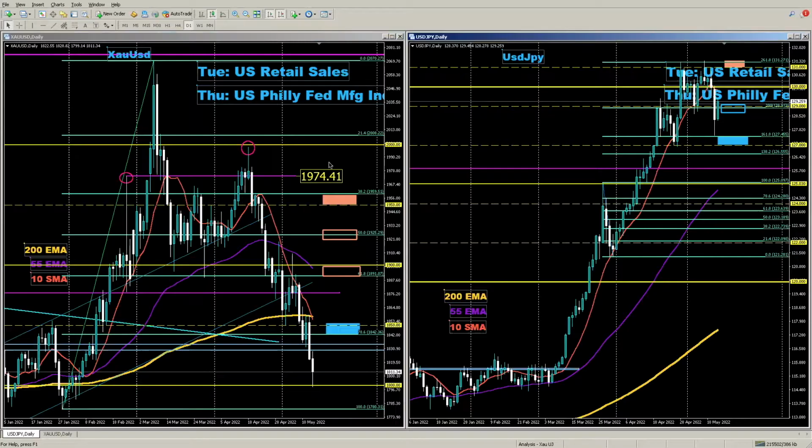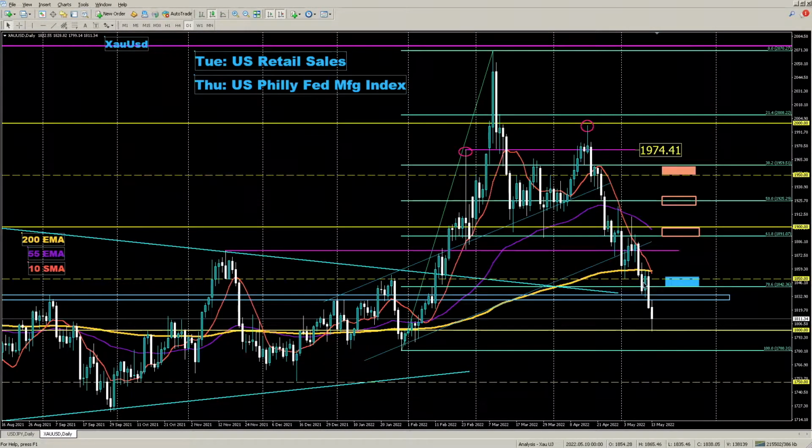Let's begin with spot gold, where you can see that it has continued to drift lower. In fact, it fell lower after falling below the daily 200 EMA here in yellow, and after a pullback on the Wednesday, it continued to fall on the Thursday and then on Friday to hit the round figure of 1800.